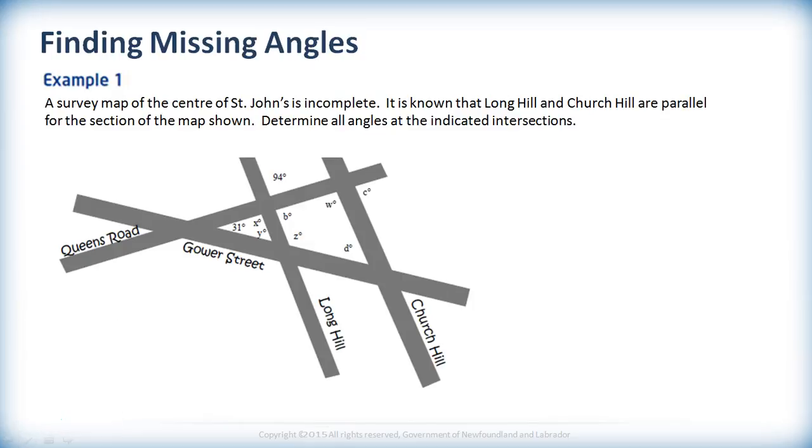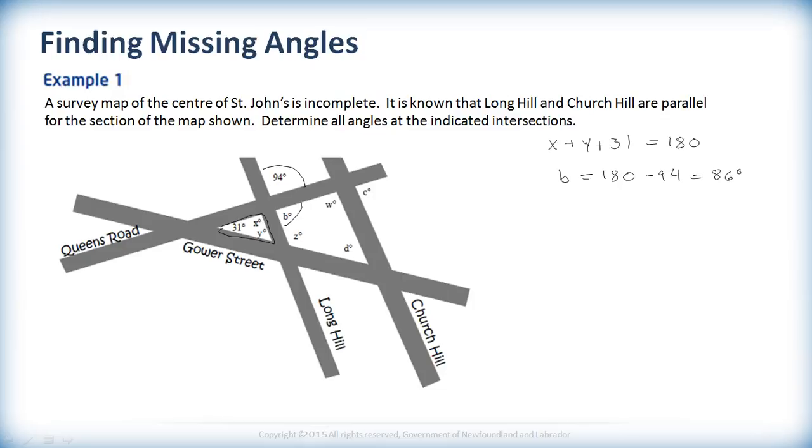Well, down here between Gower and Long Hill and Queens Road, I'm seeing a triangle. So one thing we could say is that x plus y plus 31 should be 180, but we don't know either x nor y, so we can't solve that as it is right yet. We also know that this angle is 94 degrees, so not quite a right angle, but by straight line properties, b should be equal to 180 minus 94, which is about 86 degrees. So we now know b is 86 degrees.